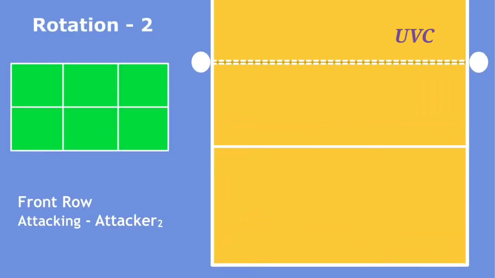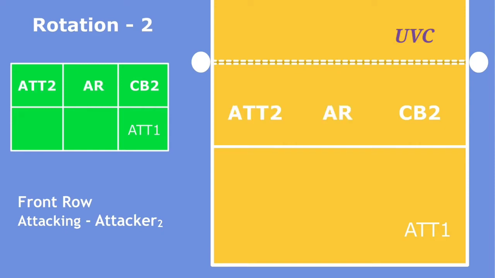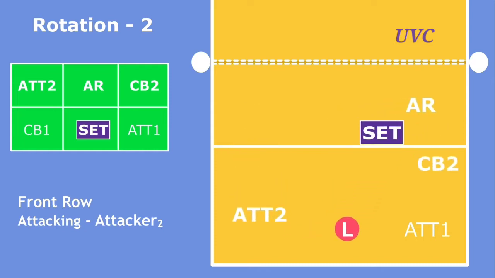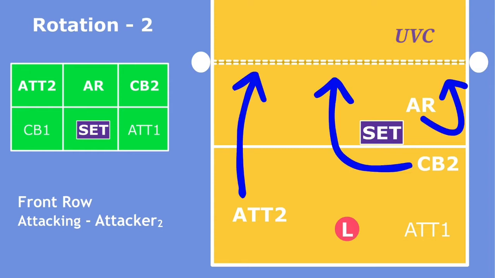Rotation 2, starting with attacker 1 in zone 1, followed by other players. The libero replaces the center blocker 1 in zone 5. Now the players change their position in U formation. The setter is setting a ball to attacker 2 in zone 4, marked in blue arrow.